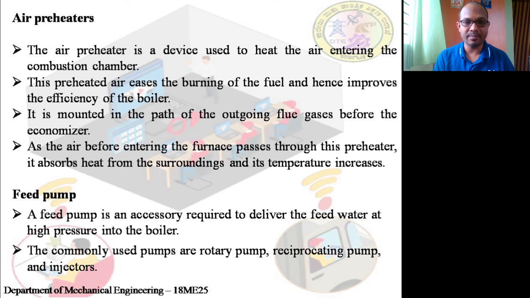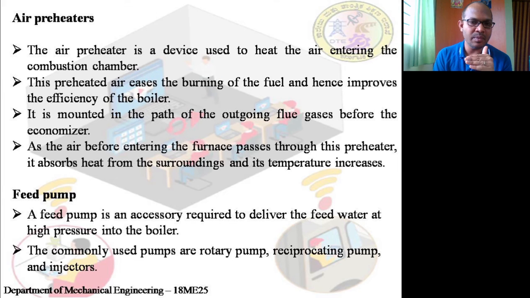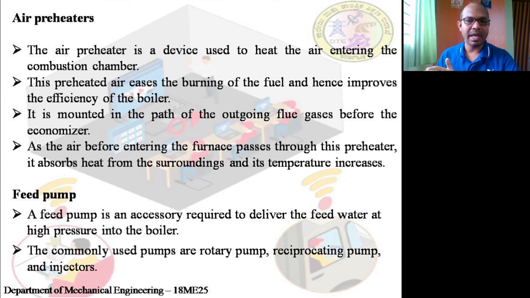So conceptually, soon after the flue gases give away most of their heat to the superheater and even to the water, before they reach the chimney, first they pass over the preheater, then they pass through the economizer, then they are left out to the chimney. So this is the maximum utilization.